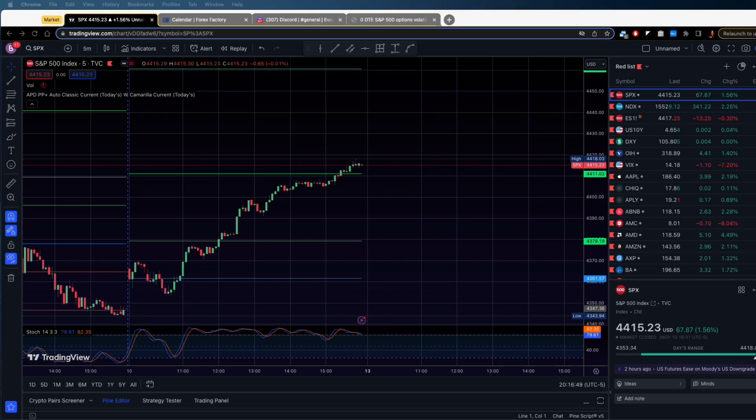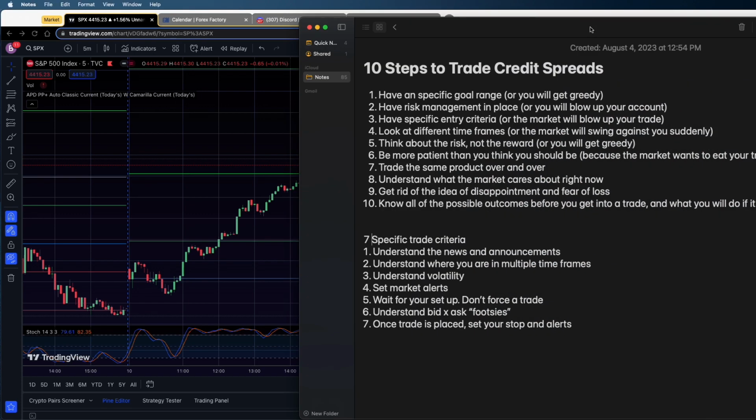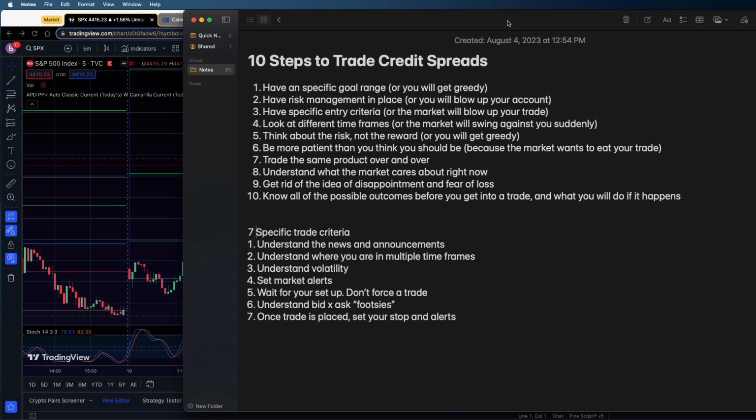All right, so those are the 10 steps to trading credit spreads that you need to know and trading them as a business and trading them profitably, right?